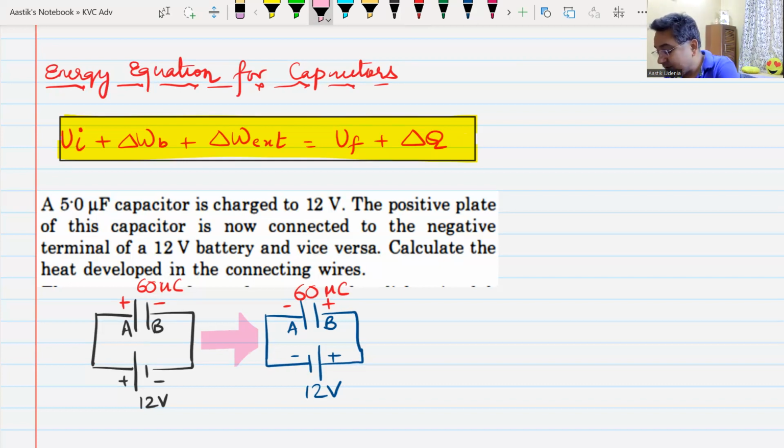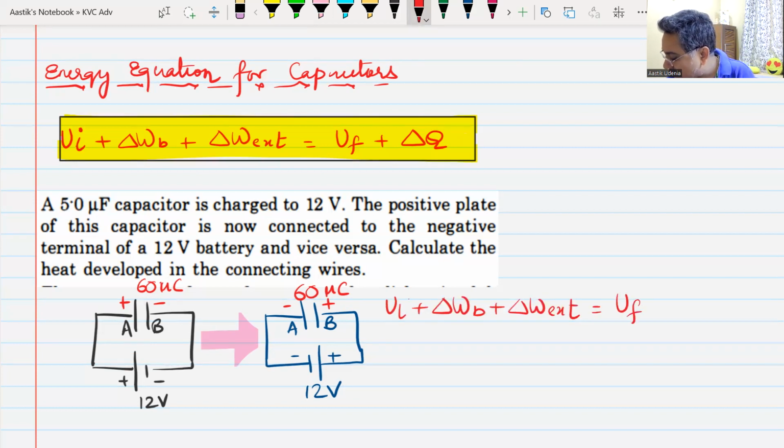I will just apply the energy equation of the capacitor: Ui plus work done by battery plus work done by external forces will be equal to Uf plus heat. Now, since the charge on the capacitor is the same, the initial and the final energies are the same, so they will cancel each other out. Yes or no? Yes, sir. Here there is no external force, so the work done by the external force is zero. Yes or no? Yes, sir.